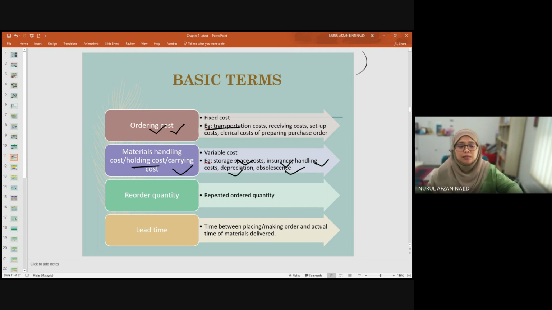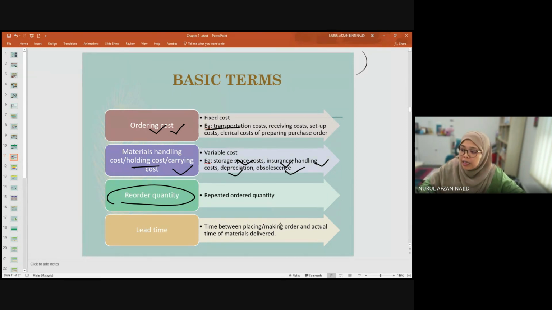And another term yang you need to understand is the reorder quantity. Reorder quantity, how much, berapa banyak kali you repeat the order dan berapa quantity dia. Yang ni you dah belajar sebenarnya dalam inventory turnover ratio. Okay, berapa banyak kali you turn over repeatedly order the quantity.